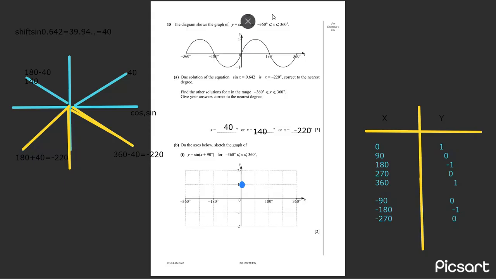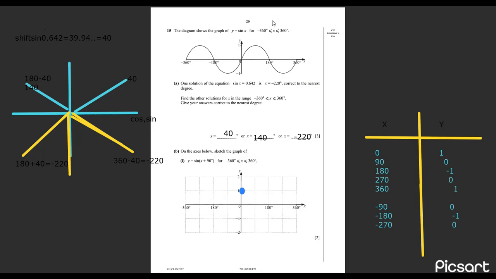Okay, let's do this together. Here he asks you to get sine of 90 plus x, and here we get the values of x. So all we do is calculate on your calculator. It's a calculator paper. So here we add 0 plus 90.